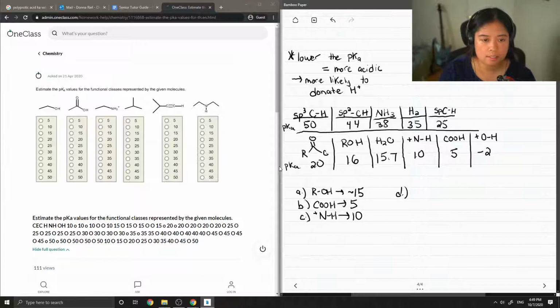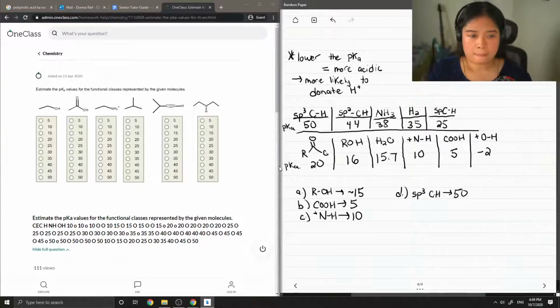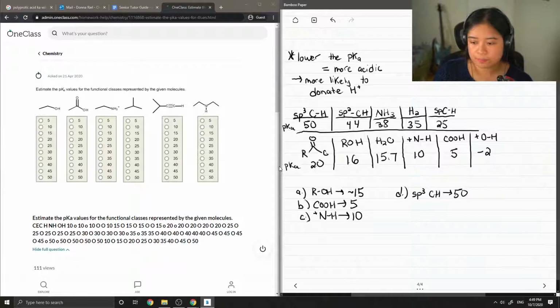And next, this is an example of sp3 hybridized carbons. So its pKa is around 50, which shows that for this functional group, it's not likely to donate any of its protons. It's very happy where it is. It's a very stable molecule.